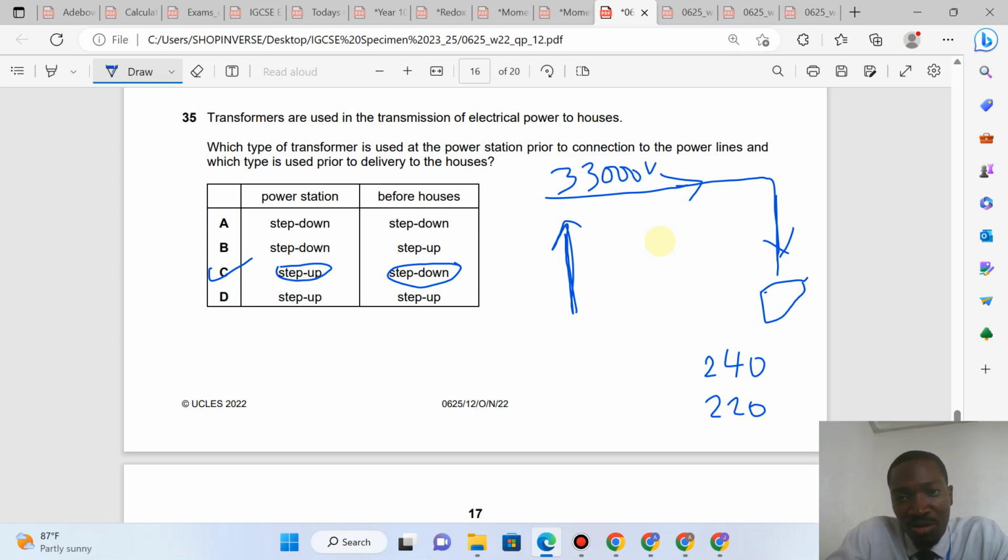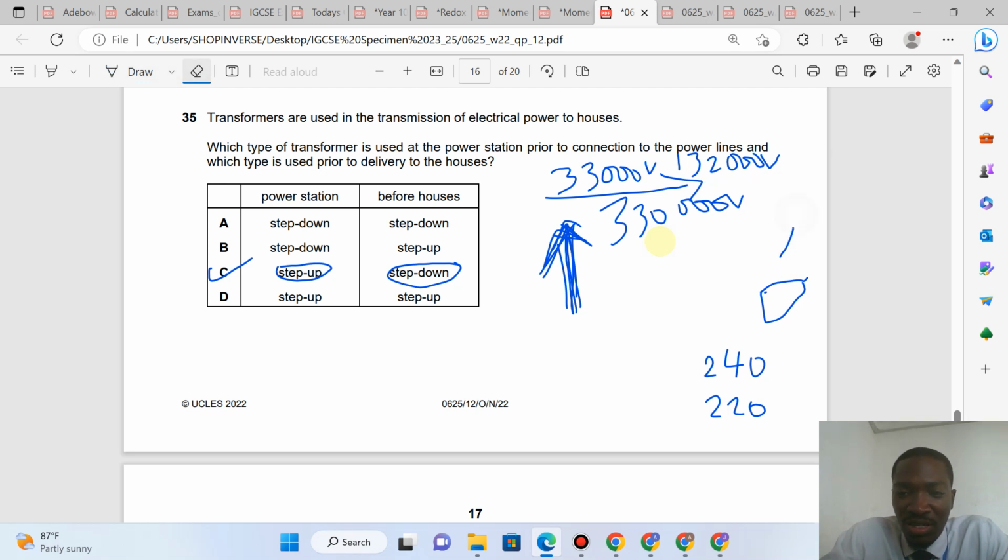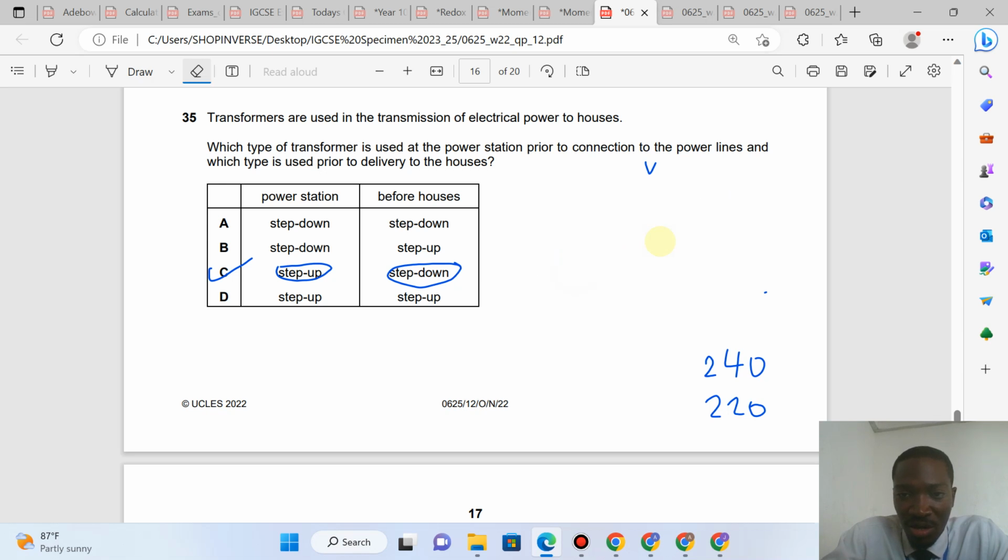But at the power station we want to transmit at voltage as high as 33,000 volts. Some countries transmit at 132,000 volts, some countries transmit at 330,000 volts, in order to reduce losses. So at the transmission station we have the step up transformer, and at your end, which is your distribution station, we have the step down transformer so that you can receive the voltage that is appropriate for your gadgets.